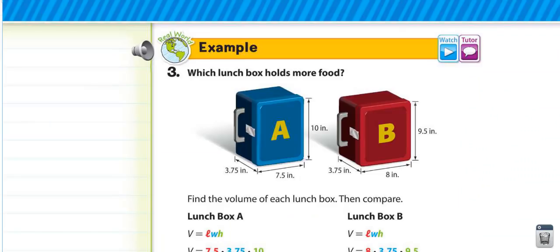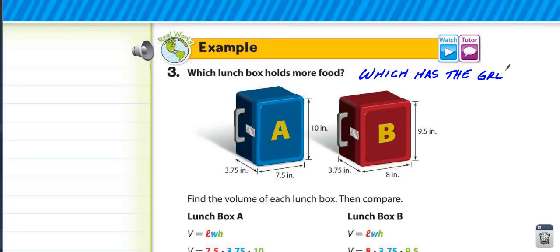Let us jump ahead, and we've got this great example with some lunch boxes. So now, what they're asking us with these wonderful lunch boxes, which lunchbox holds the most food or holds more food? So really what they're saying is, which has the greatest volume? Go ahead and write that in. Which has the greatest volume?